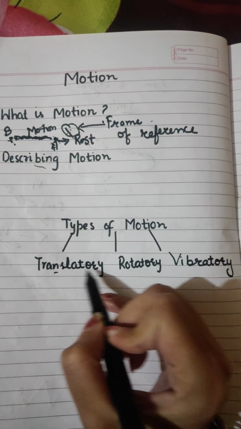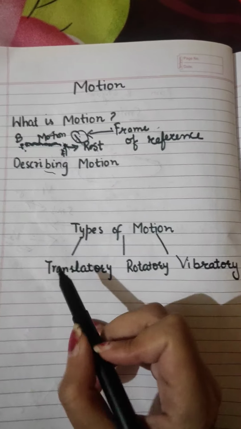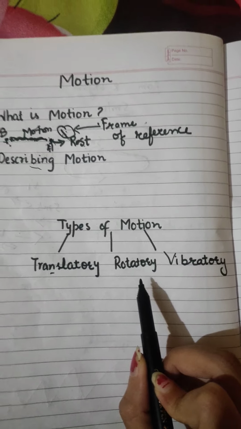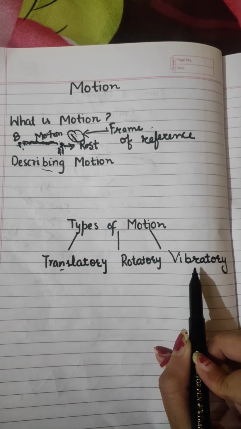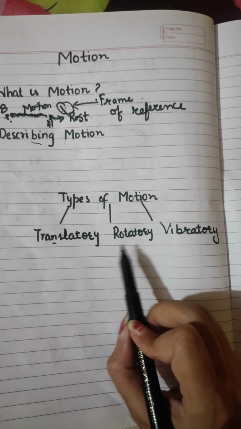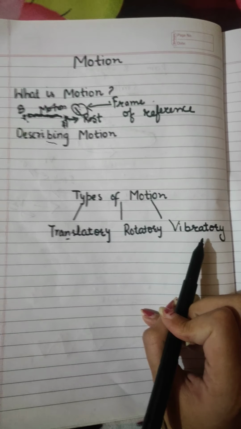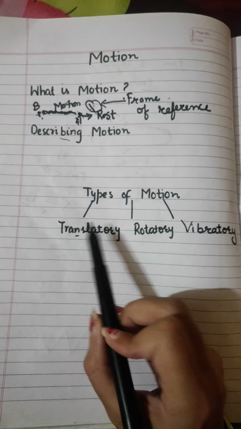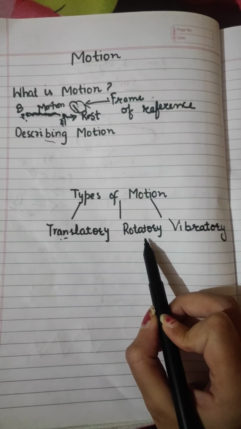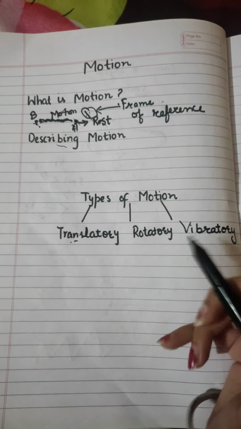So there are basically three types of motion. The first one I've written is translatory motion, then rotatory motion, and then the third one is the vibratory motion, right? So these are the three types of motion that are possible. Now, what happens in translatory motion, or what happens in rotatory motion? Let's try to talk about that.